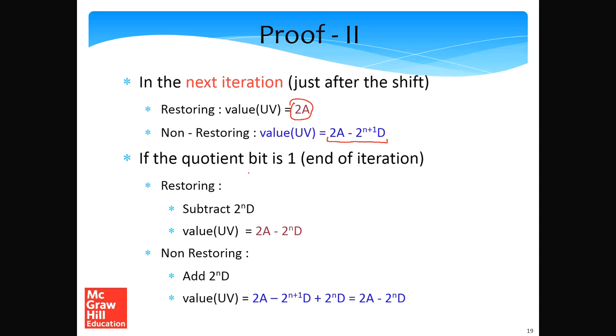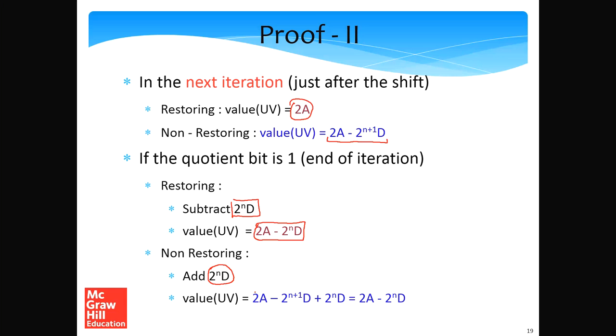Now at the end of this iteration, if the quotient bit is 1, then we will subtract 2 to the power n times d in the restoring algorithm to get the value of uv, discounting the quotient bits, of course, as 2a minus 2 raised to the power n times d. In the non-restoring algorithm, we will add 2 to the power n times d.